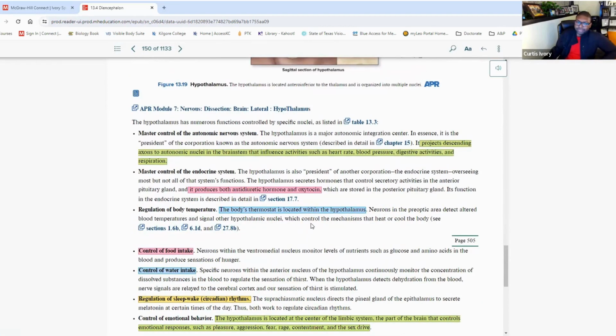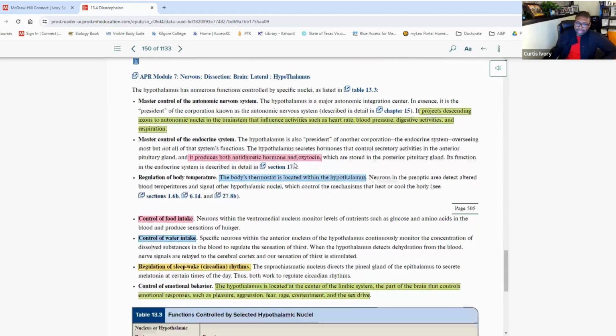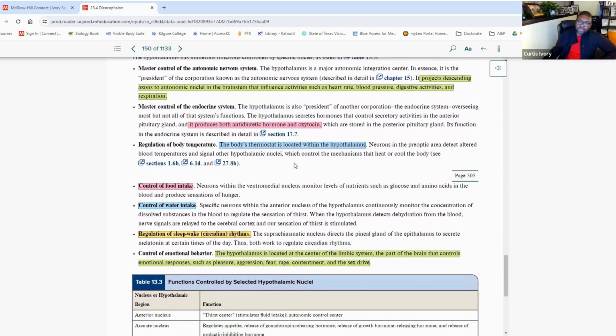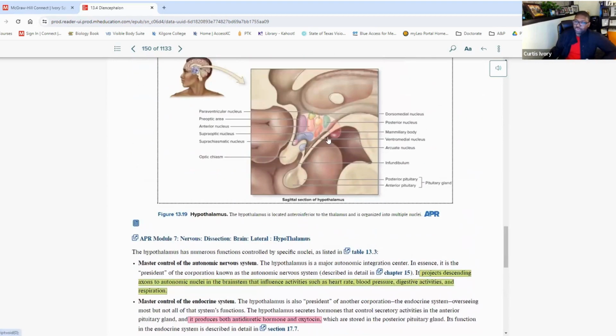The medulla, or the hypothalamus, excuse me, it has a lot to do with your food intake, your water intake, regulating your circadian rhythm, which is your sleep and wake cycles. Also, it's the part of the limbic system that's going to control responses to pleasure, aggression, fear, contentment, and sex drive. So this region of your brain controls a lot of different body processes.